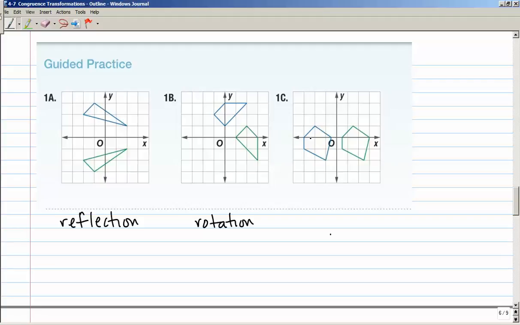And from the blue pentagon to the green pentagon, it doesn't look like it's been rotated or flipped, it just looks like it's been slid to the right a couple units, so that would be a translation. It's been translated a few units to the right. Translation.